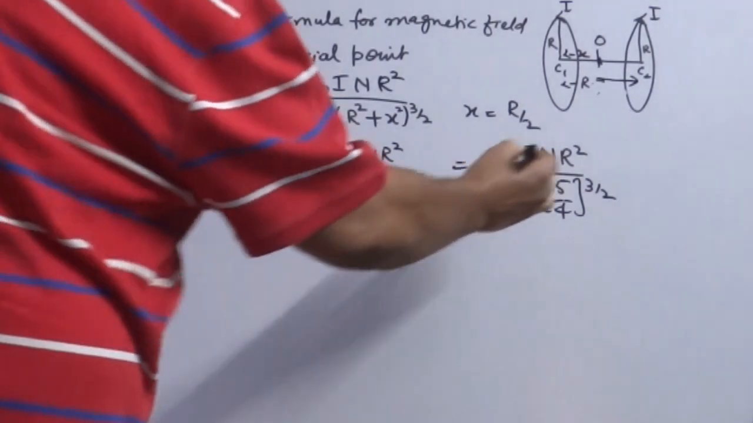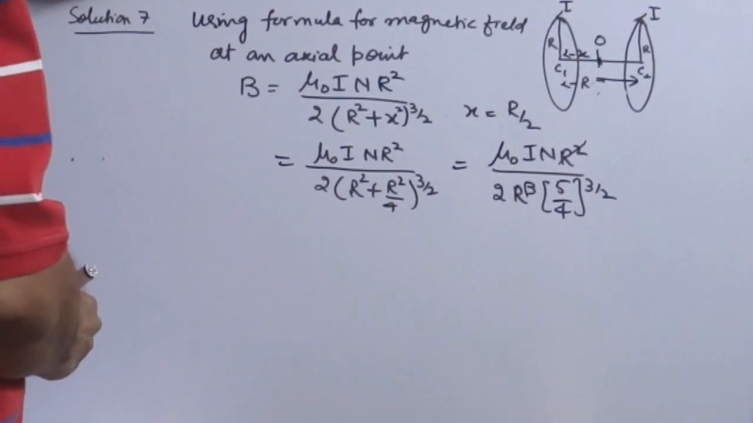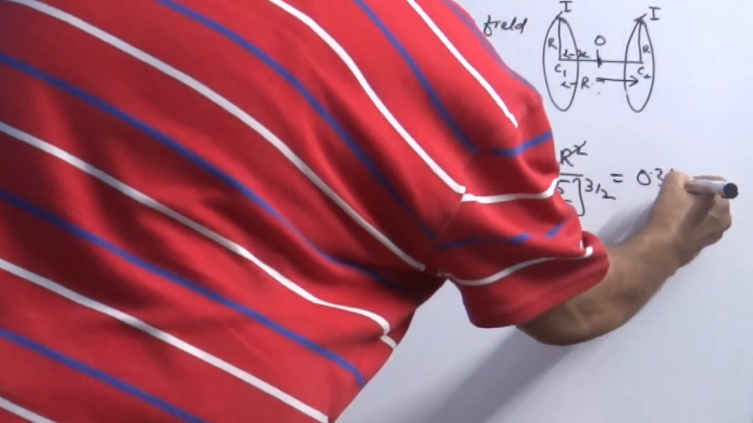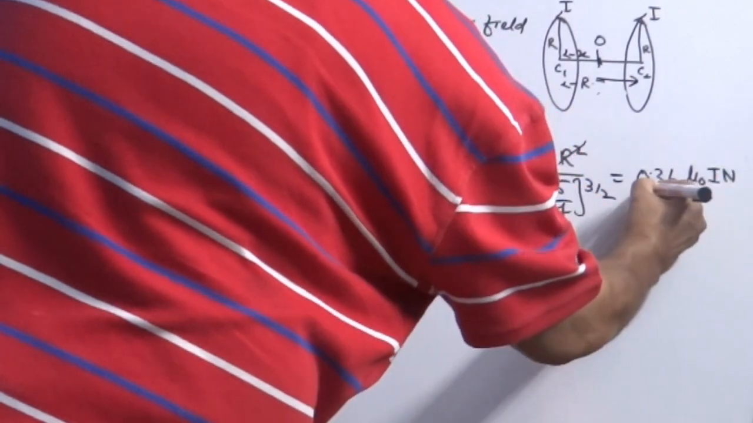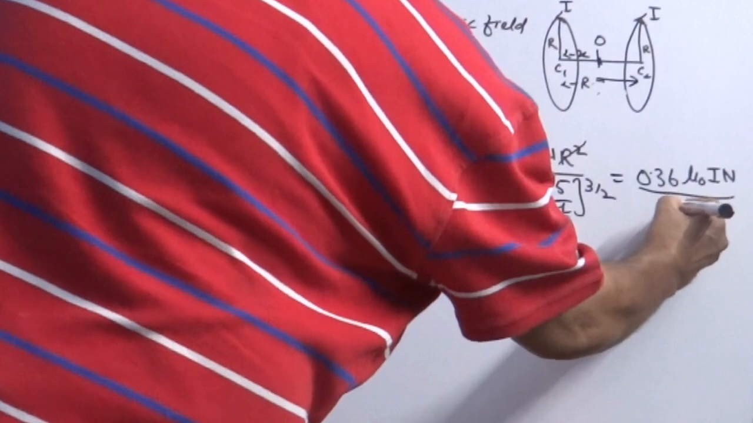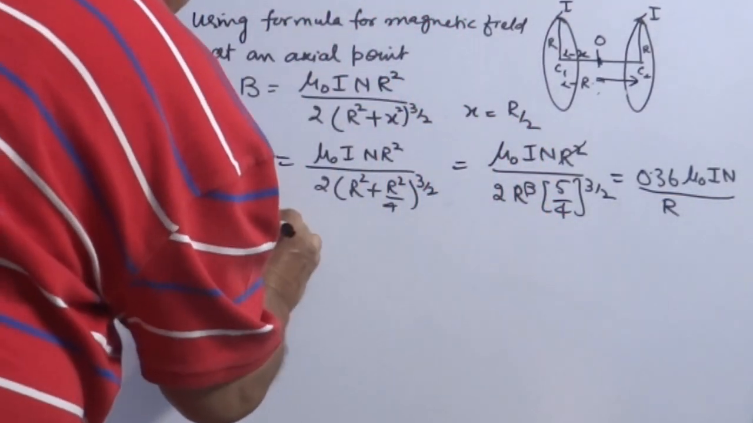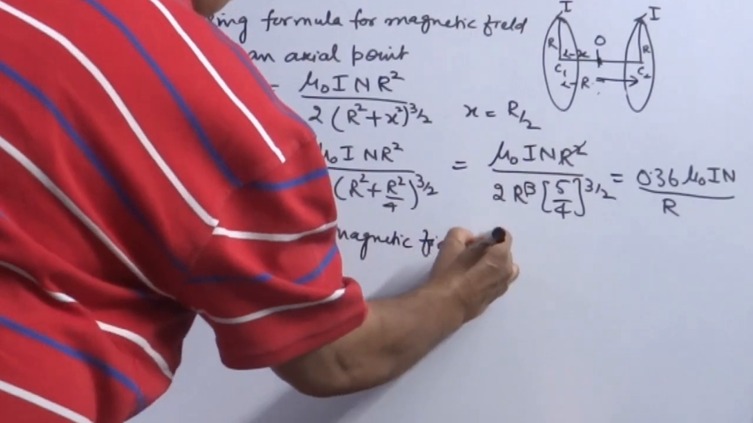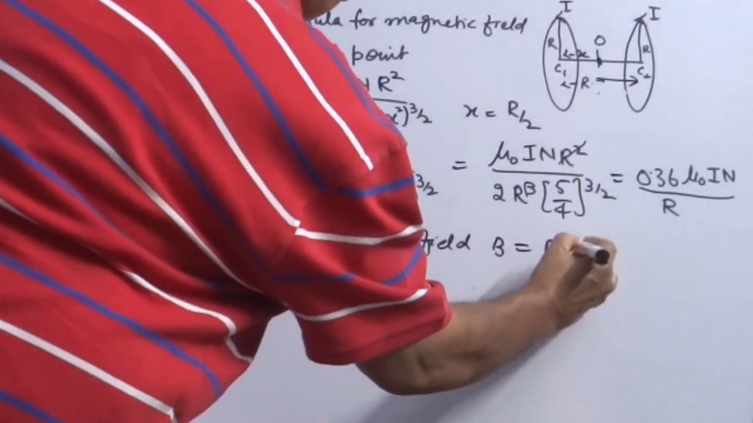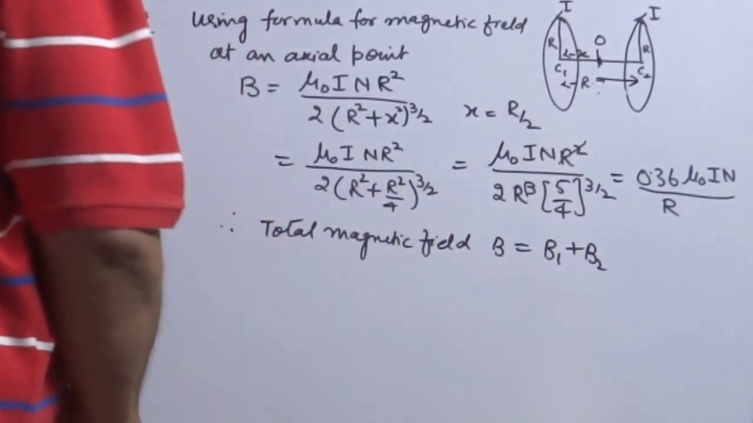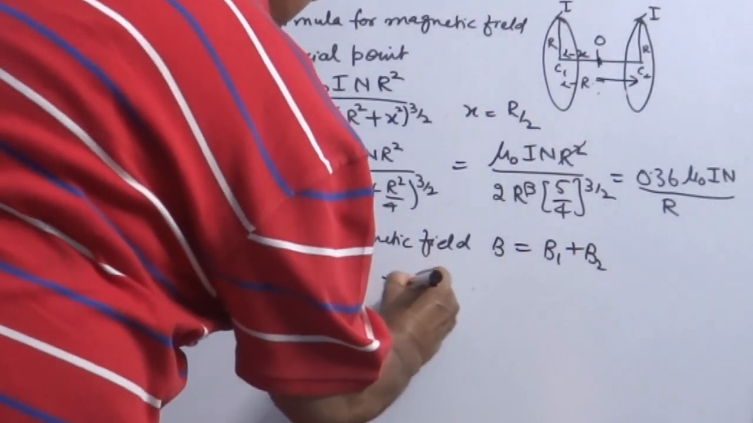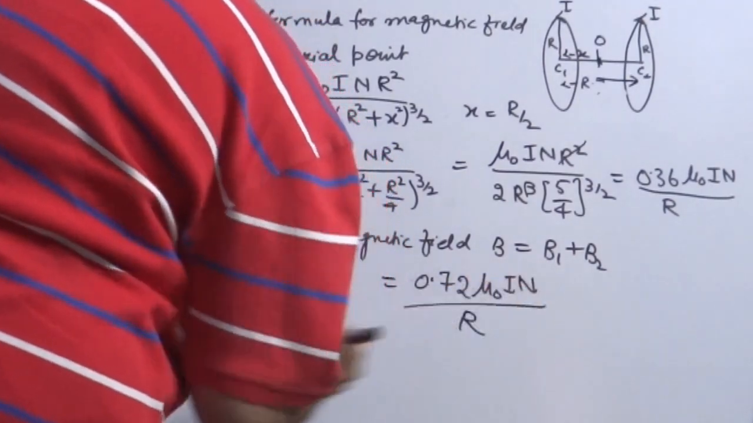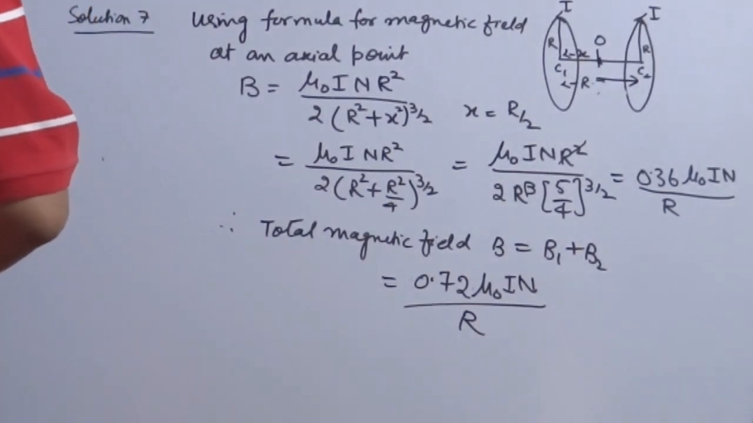When you solve this, r square and one r cancel. When you solve this, then what is left? 0.36 mu naught I n over r. So the total magnetic field B is equal to B1 plus B2. Since B1 and B2 are the same, because everything is given the same, you can say 0.72 mu naught I n over r. This is the answer for question number 7.